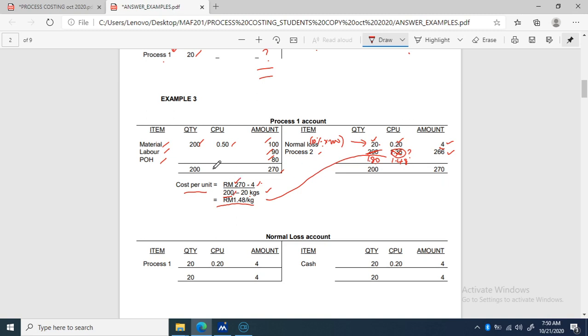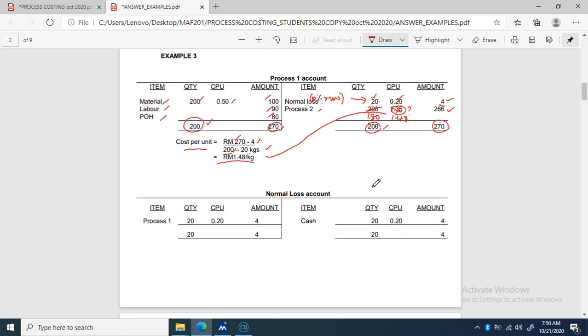Now total up the debit. The quantity is 200, and the credit side is also 200. The amount on the debit side is 270, and the credit side is also 270. So the debit and credit, the quantity and the amount, are balanced.